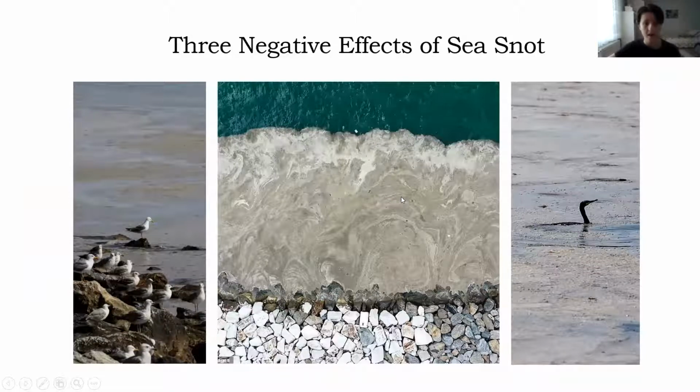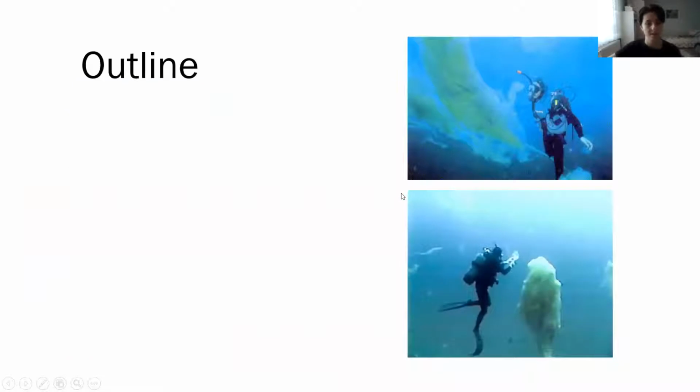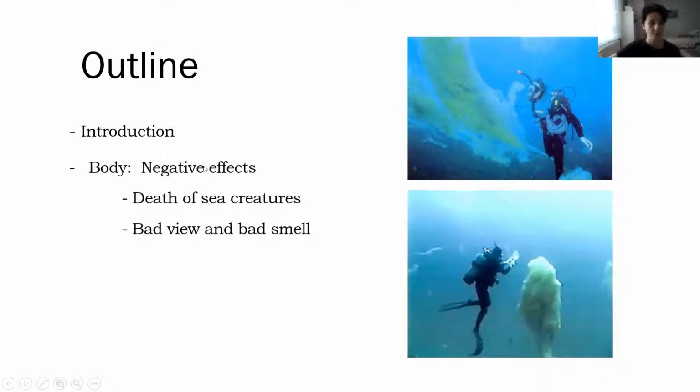I did. And today I'm going to talk about two main negative effects of sea snot, which is also called marine mucilage, in the long term. Let's take a look at my outline. I introduced the topic, then I will talk about two adverse effects. The first one is death of sea creatures, and the second one is bad appearance and bad smell. Finally, there is a conclusion and the references.